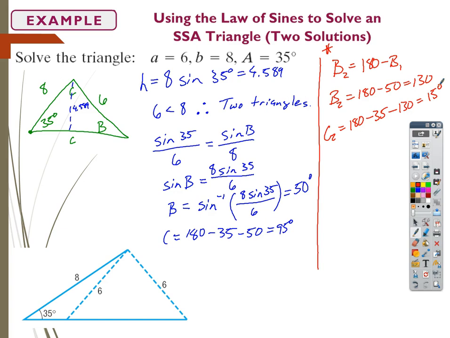To set that up for both of these, this would end up being the same thing we started with here: sine of 35 over 6 is equal to sine of 95 over C. Cross multiply, divide. And then this one over here would be sine of 35 over 6 is equal to sine of 15 over C. And you can find out both the C's.